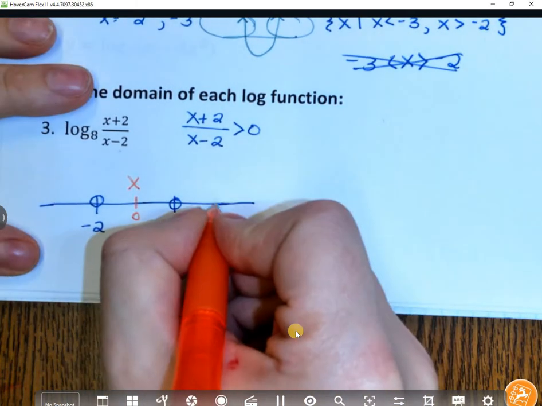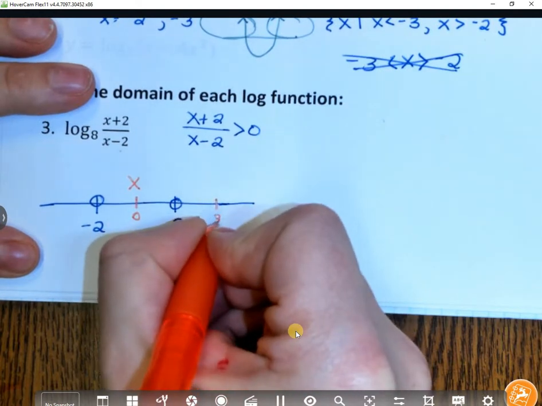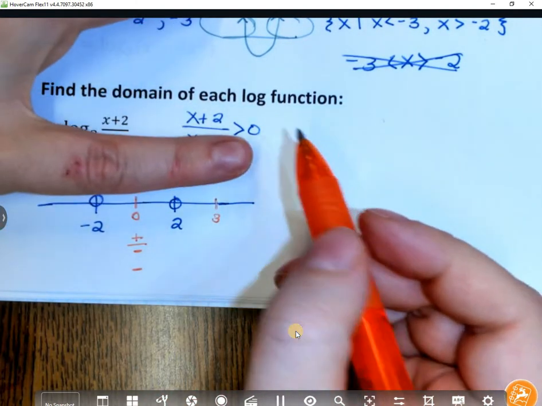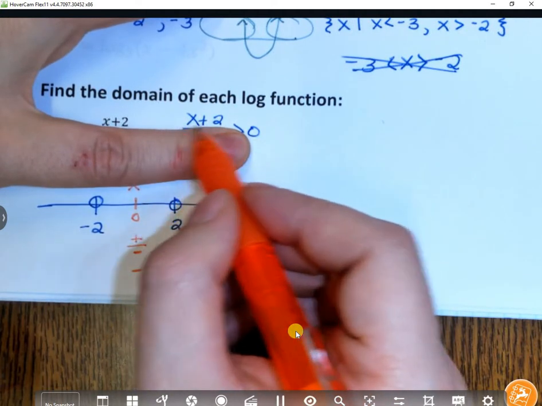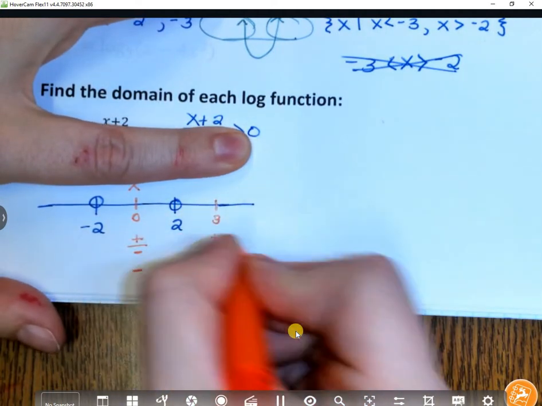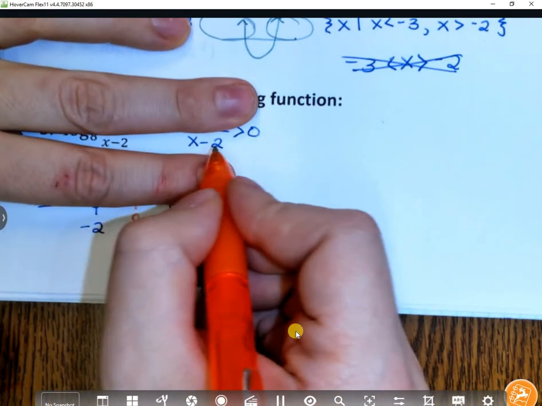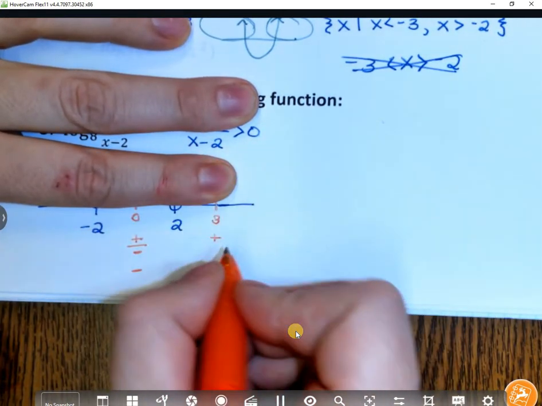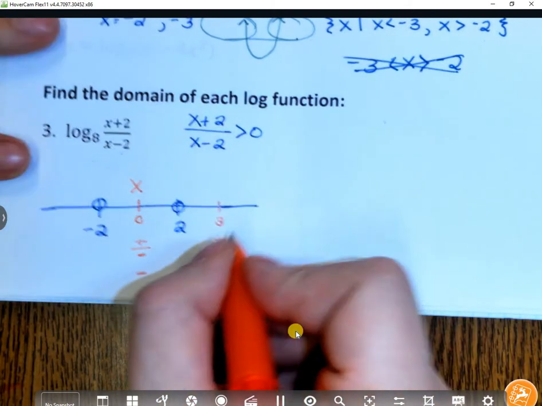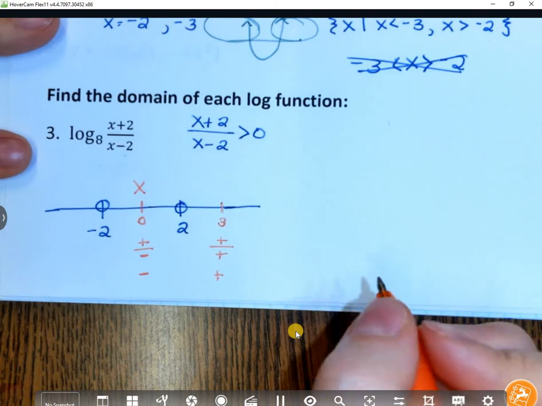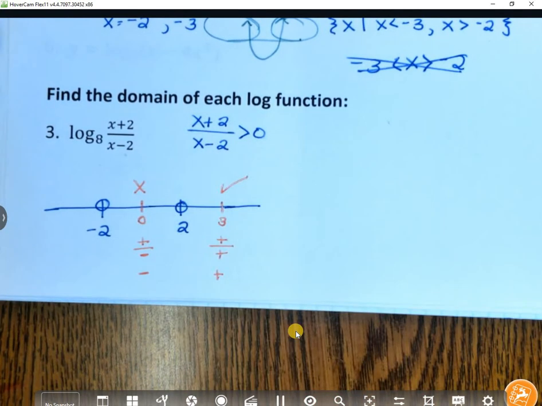And then let's just think about a number on this side. Let's pick 3, because I can. If I put 3 in here, would I have a positive or a negative? Positive. If I put a 3 in here, what would I have? A positive. And a positive over a positive? Is that one okay? You see, I don't even really care about the numbers. I just care about the signs.